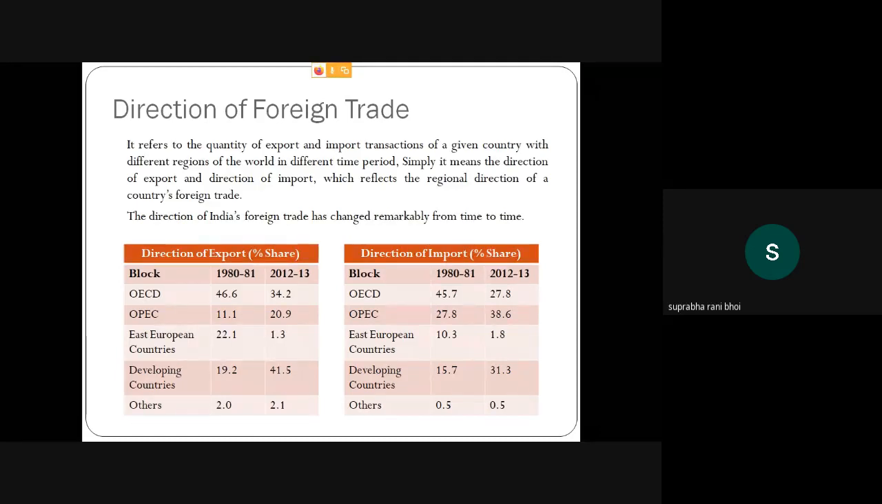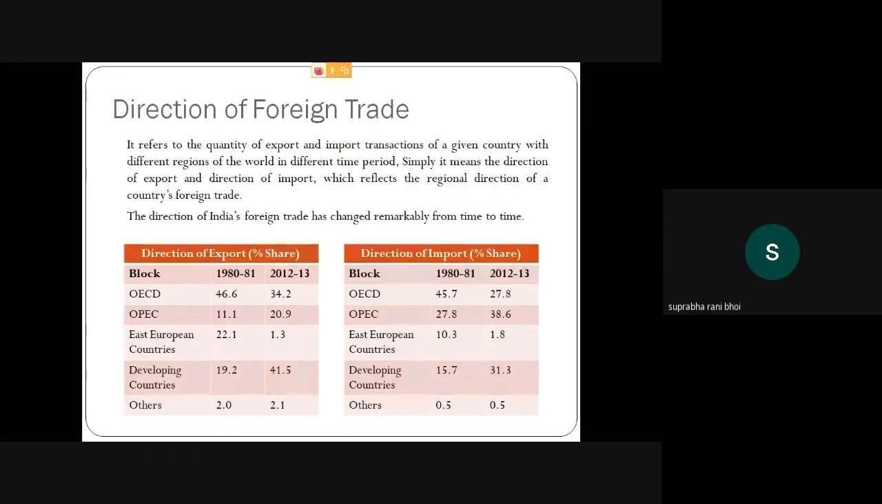What do you mean by direction of foreign trade? I have mentioned the types of goods and services that we are importing and exporting. Now, the point is from which country we are importing and to which country we are exporting. Who are the consumers of our products and which countries' products are we consuming? It refers to the quantity of export and import transactions of a given country with different regions of the world in different time periods. Simply, it means direction of export and direction of import, which reflect the regional direction of a country's foreign trade, meaning with which region we are trading.